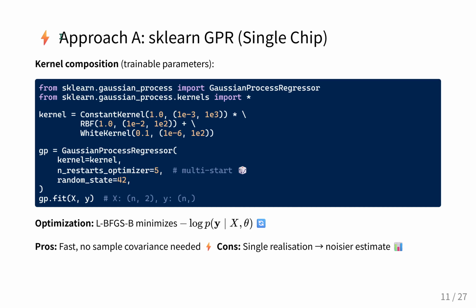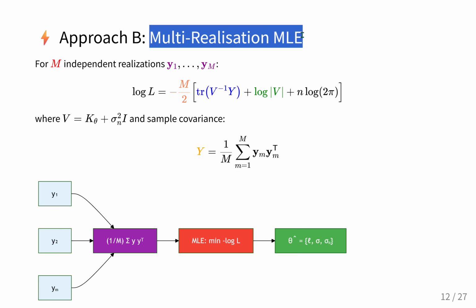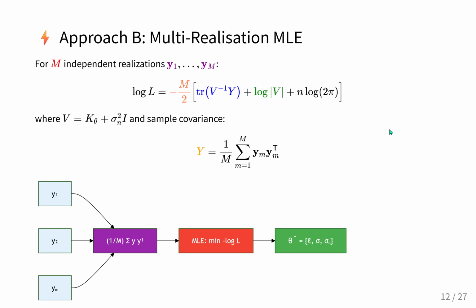So what about approach B? Approach B is multi-realization MLE, or maximum likelihood estimation. This method uses the sample covariance from multiple independent realizations, meaning multiple different chips. It looks at the whole batch. But both methods use this optimization algorithm called LBFGSB, right? They do, yeah.